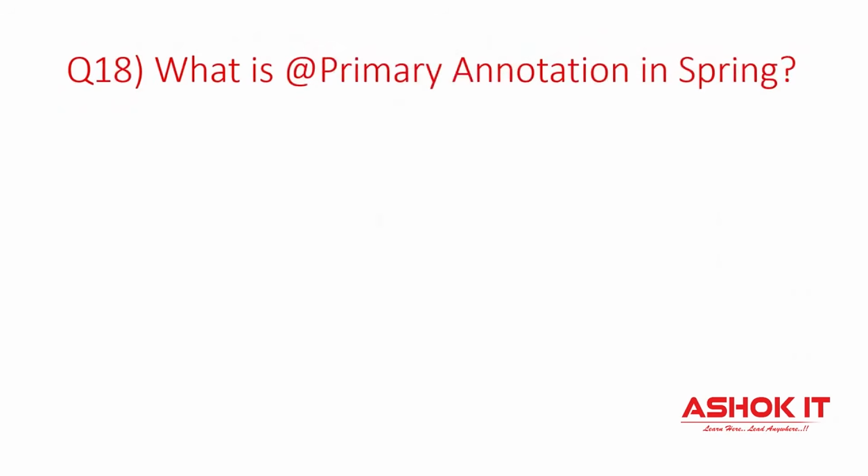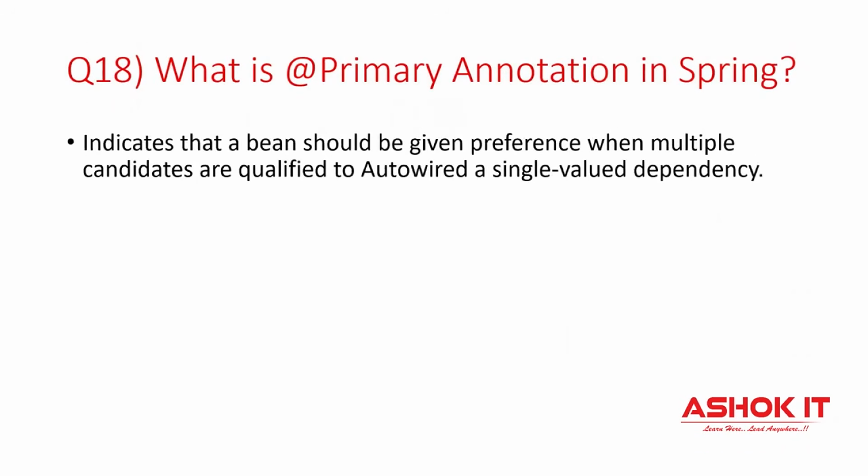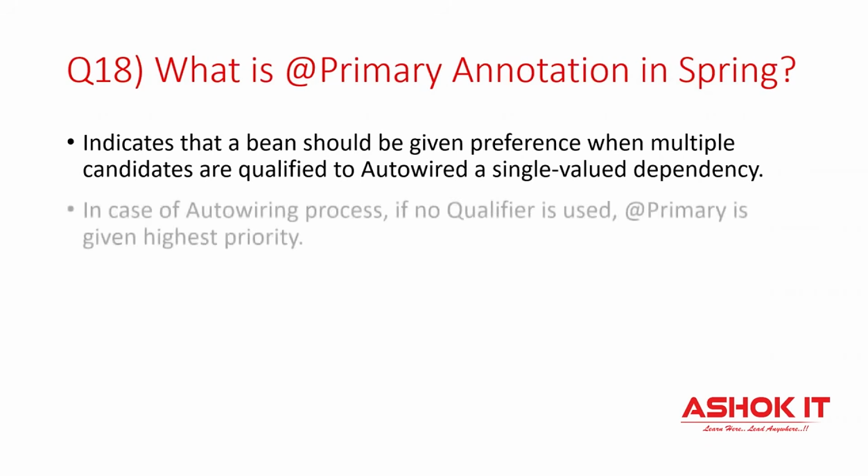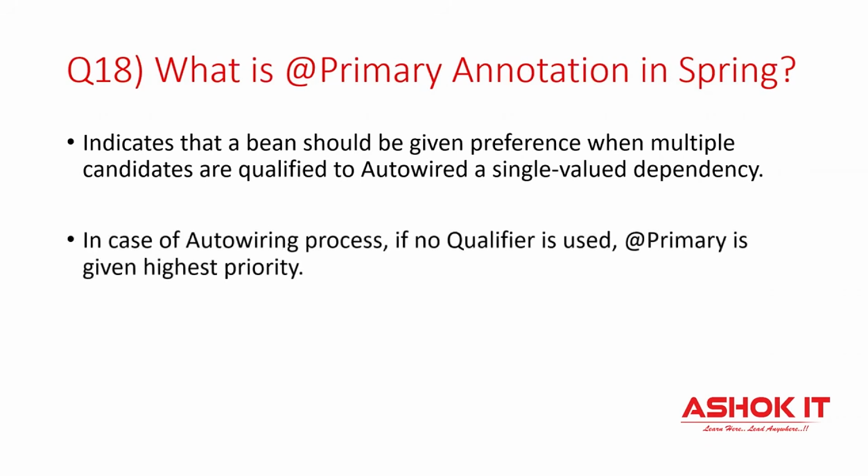What is the @Primary annotation in Spring? This is also to handle the same type of issue that is handled by @Qualifier. But @Qualifier we write at the time of writing @Autowired, while @Primary we write at the time of bean creation. If we feel there are multiple possible objects available for a child, then we decide by using @Primary. @Qualifier takes priority, or if no qualifier is used, @Primary is given the highest priority.